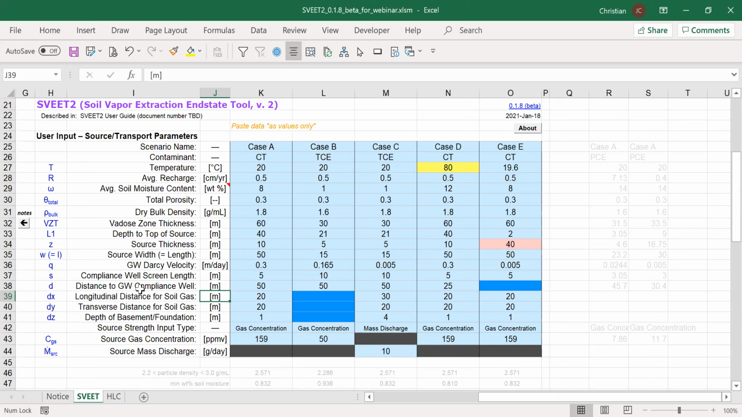Great, thanks. All right, next question. Where there is small quantities of water and you are operating vacuum enhanced recovery, VER, could SVEET help with closure decisions on that approach of effectively an SVE?